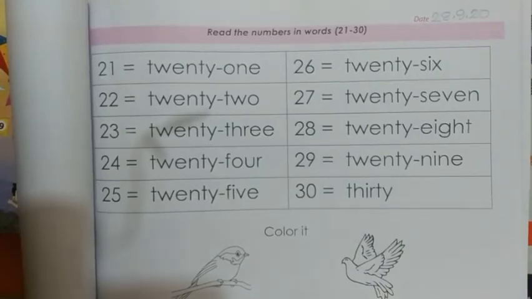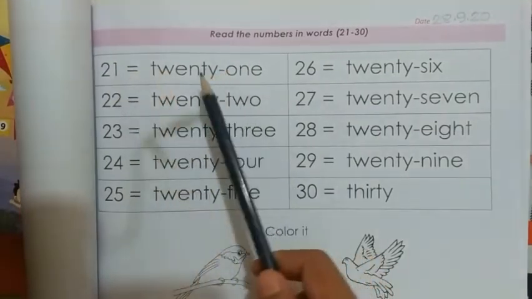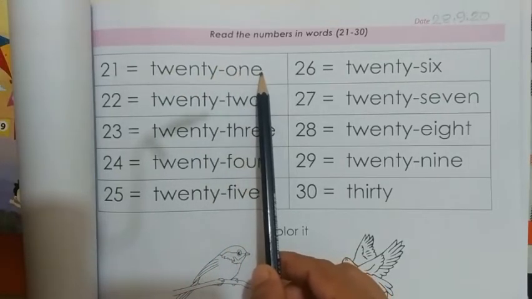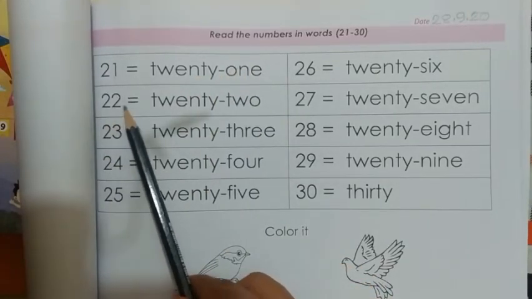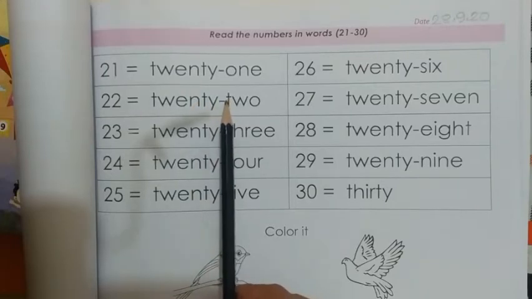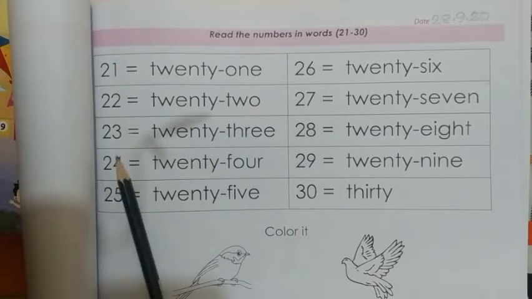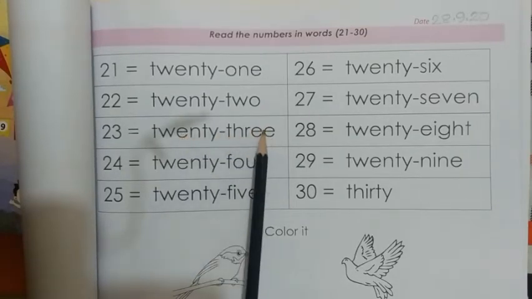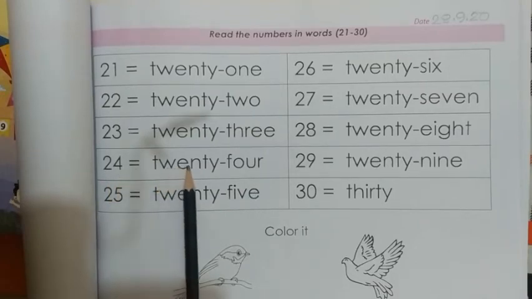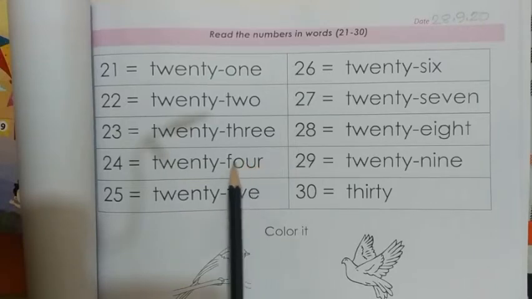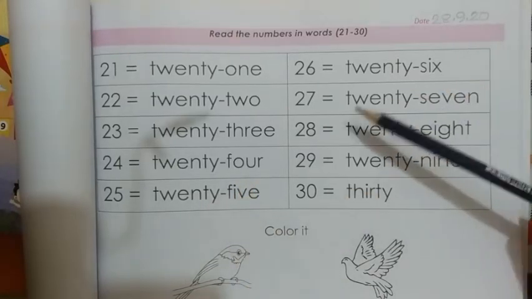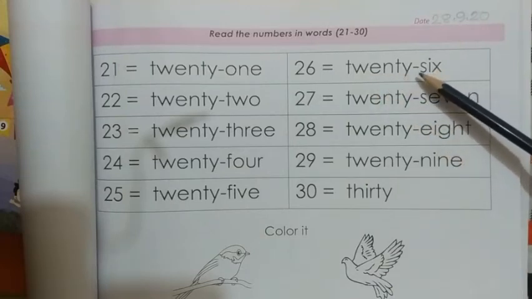So let's get started. You can see here 21, we'll spell it like this, T-W-E-N-T-Y, 20, O-N-E, 1, 21. 22, T-W-E-N-T-Y, 20, T-W-O, 2, 22. 23, T-W-E-N-T-Y, 20, T-H-R-E-E, 3, 23. 24, T-W-E-N-T-Y, 20, F-O-U-R, 4, 24. 25, T-W-E-N-T-Y, 20, F-I-V-E, 25.